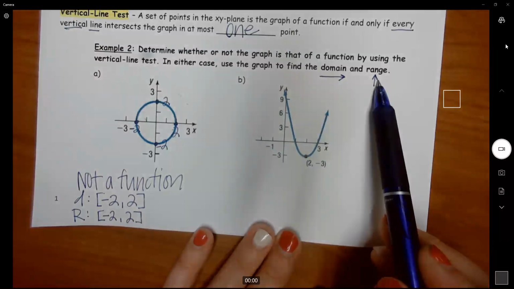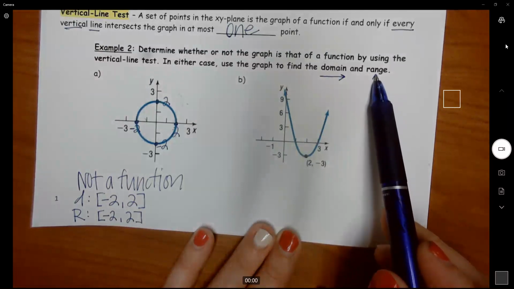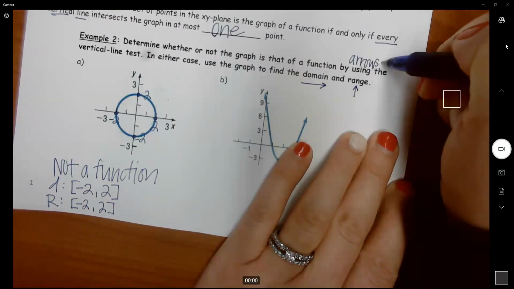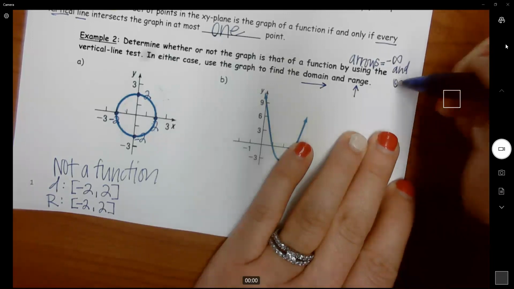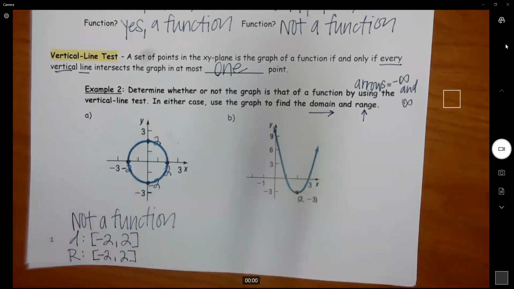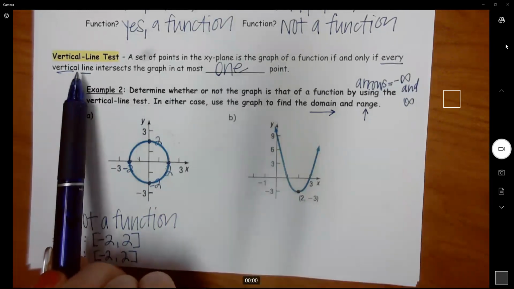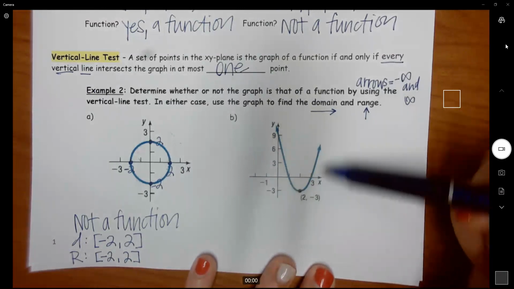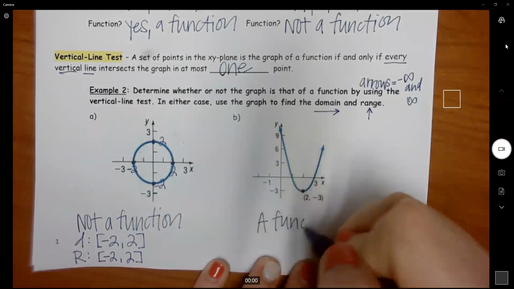When I'm finding domain and range, not only do I need to find domain from left to right and range from bottom to top, but when I get arrows, arrows equal negative infinity and positive infinity. Okay, and we'll see an example of that here. So first, let's determine, is this a function? And we'll use our vertical line test. Does every vertical line intersect only once? No matter where you put a vertical line, you're only going to touch this graph one time. So this is a function.